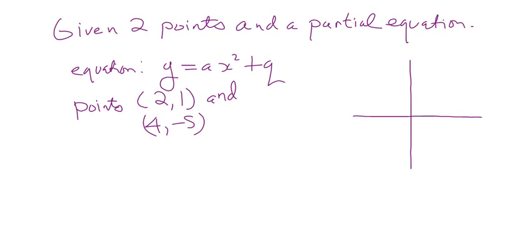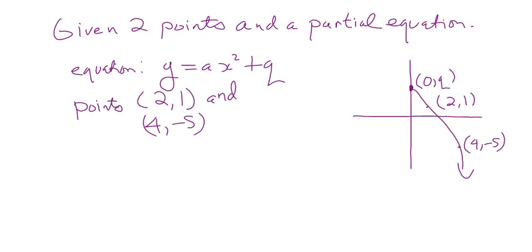Probably not. Okay, so let's plot the points first. I've got the point (2, 1) and the point (4, -5). I know the vertex is at (0, q), so could it be down here and open up? No, because I won't be able to hit those 2 points. So it has to be above this, and it's probably heading down like that. So (2, 1), and this point here is (0, q).